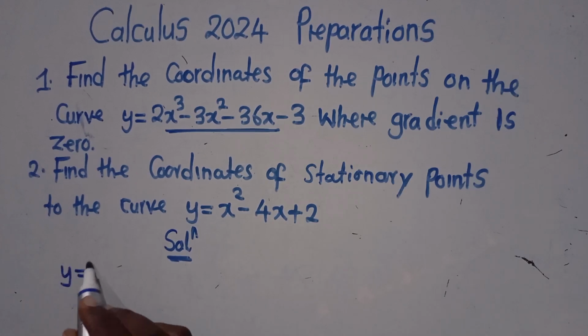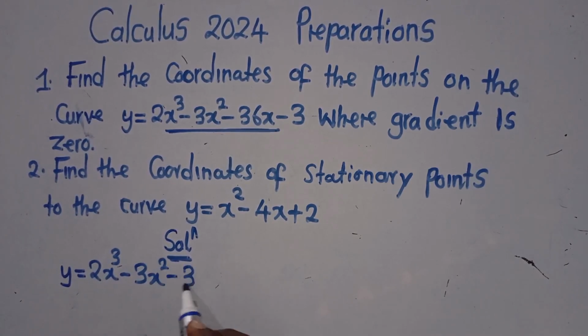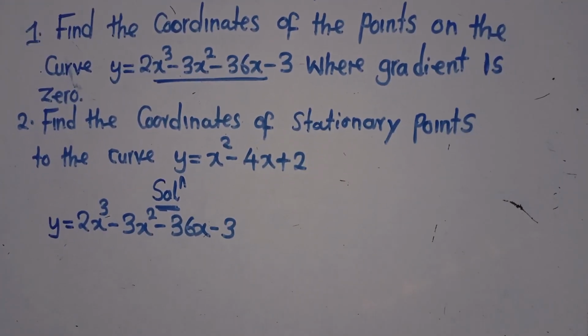y is equal to 2x cubed minus 3x squared minus 36x minus 3. So we want to differentiate. I'm going to assume that we all know how to differentiate, but I'll try by all means to help some people that don't know how to differentiate. So we are differentiating y with respect to x, that is x here.